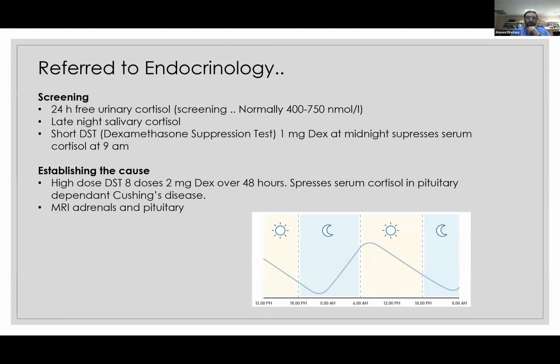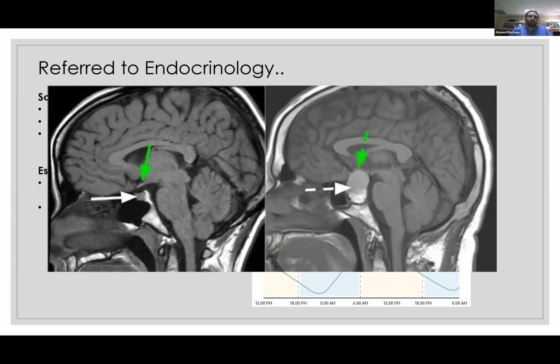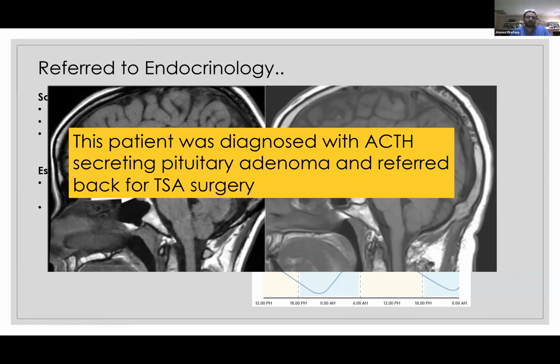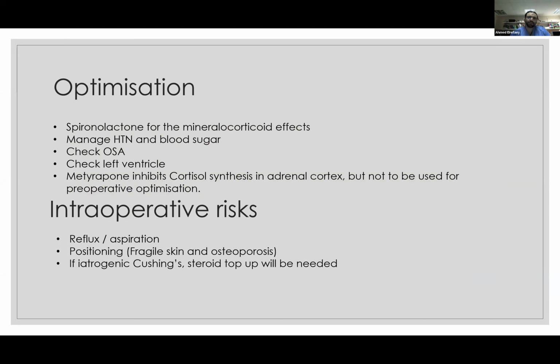And remember that there's a circadian rhythm of the secretion of the glucocorticoids. That's why measuring them directly in the blood is not very helpful. They can reach down to 0 and up to many, and there is a very wide range. On MRI, on the left is a normal pituitary gland. On the right, this is the pituitary adenoma that caused this problem. This particular patient was diagnosed with an ACTH secreting pituitary adenoma, referred to TSA surgery. TSA is a transsphenoid approach.